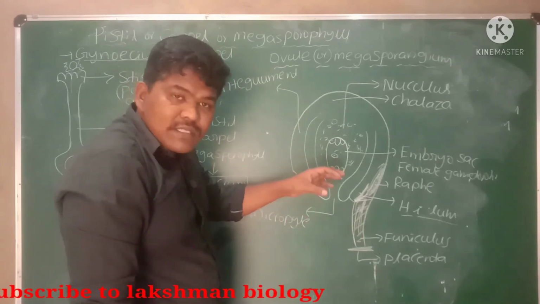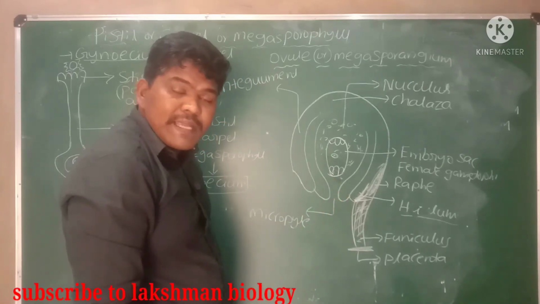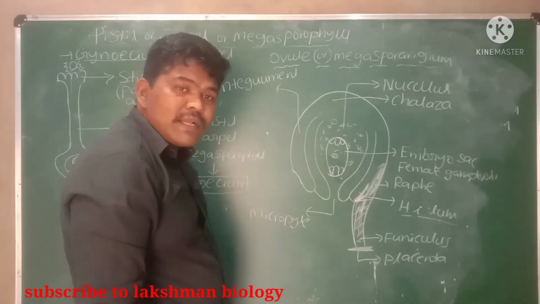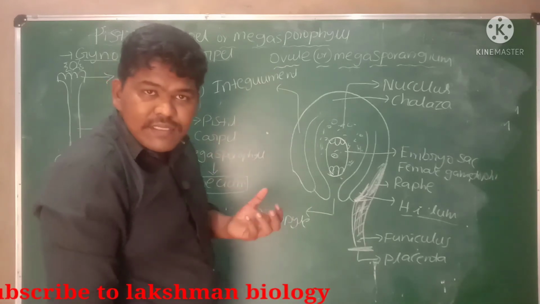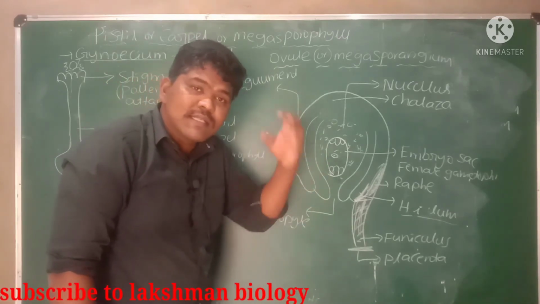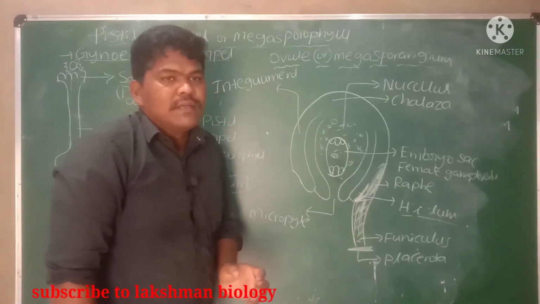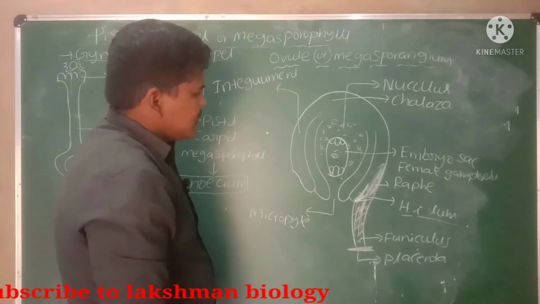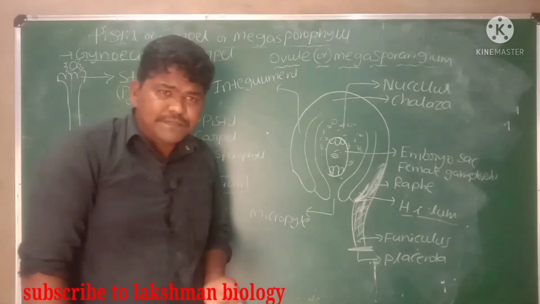How is the embryo sac formed? One of the cells present at the micropylar end undergoes meiosis and then becomes an embryo sac. The process of embryo sac formation we will discuss in megasporogenesis. That is another topic, which we will discuss in the next and further videos. This is about the structure of ovule.